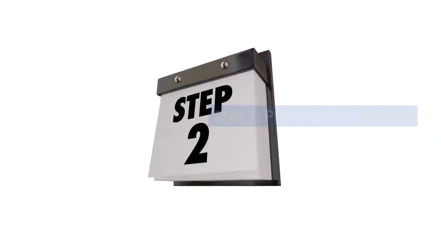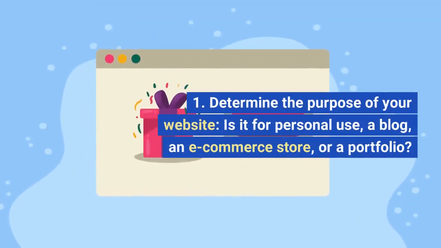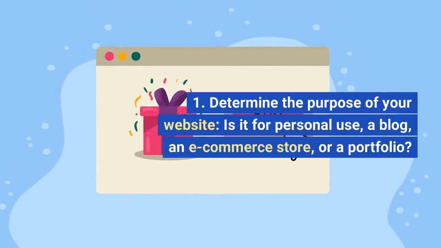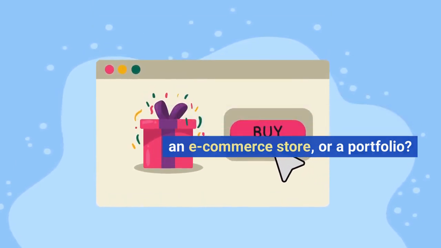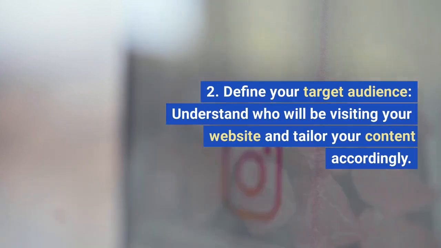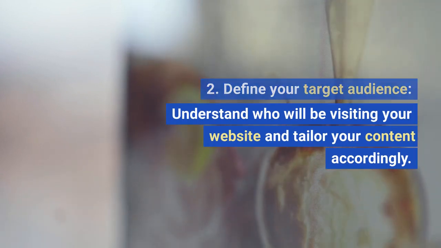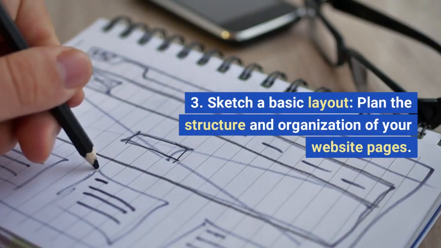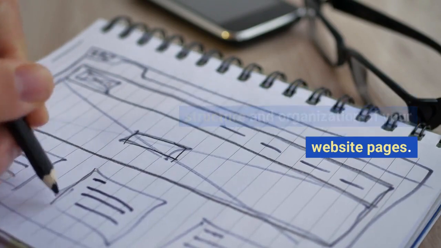Step 1. Planning your website. 1. Determine the purpose of your website. Is it for personal use, a blog, an e-commerce store, or portfolio? 2. Define your target audience. Understand who will be visiting your website and tailor your content accordingly. 3. Sketch a basic layout. Plan the structure and organization of your website pages.